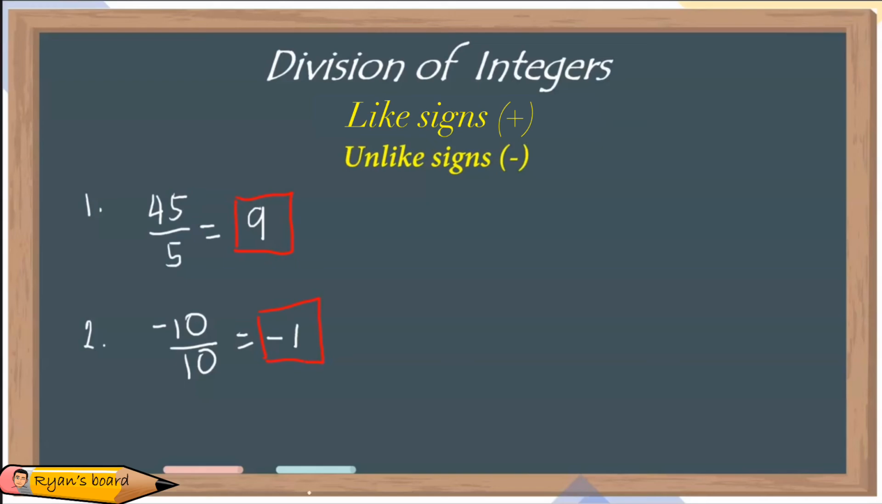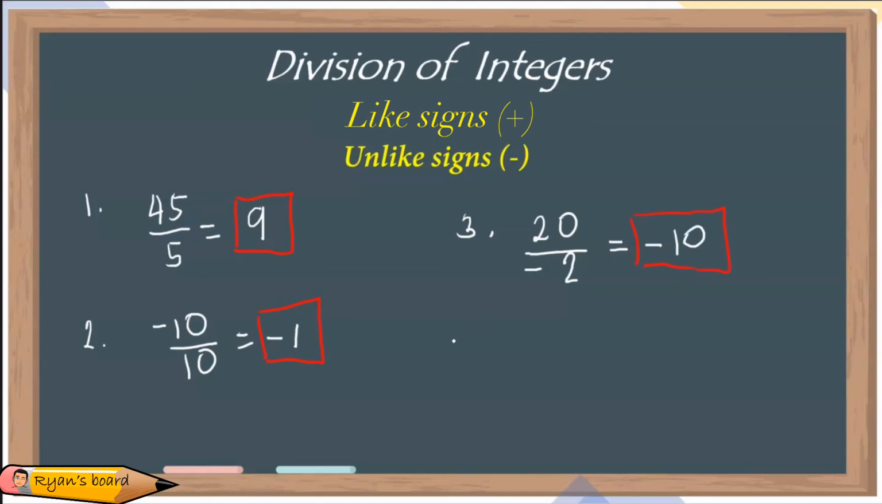Okay? Let's have another one. Let's say 20 divided by negative 2. Unlike signs or like sign? Unlike. Positive, negative. So, magkaiba. Our sign now is negative. What is 20 divided by 2? That is 10. So, our answer is negative 10.